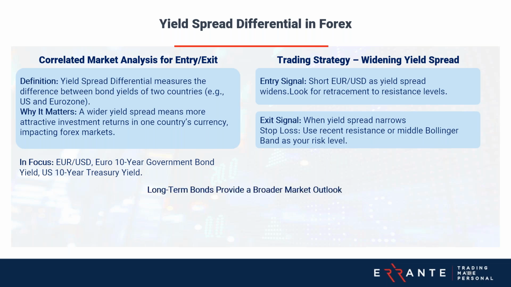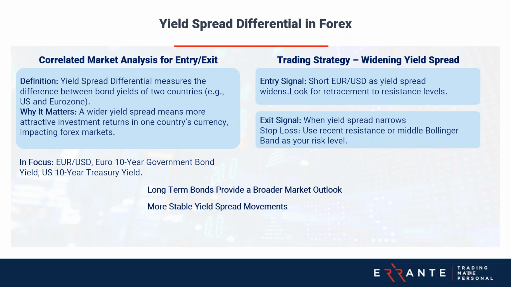But before that, for the yield spread differential strategy using bond yield to forecast Forex movements, let's say long-term bonds typically work better than short-term bonds here, and here is why. First, long-term yields like the 10-year or even 30-year bonds are more sensitive to macroeconomic factors such as growth expectations, inflation trends, and central bank policies over a longer time horizon. And these are the same factors that influence currency strength, especially during the event announcements.